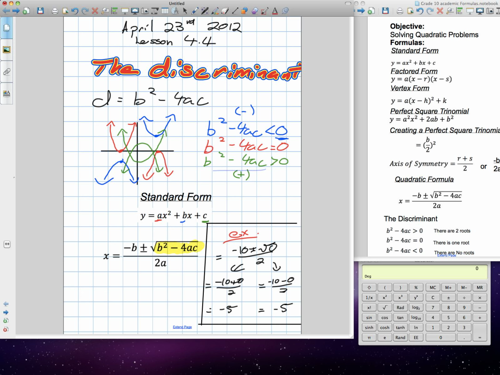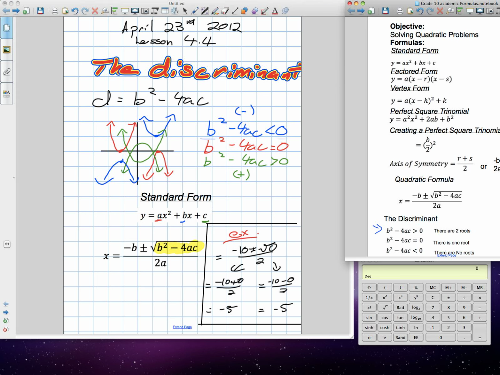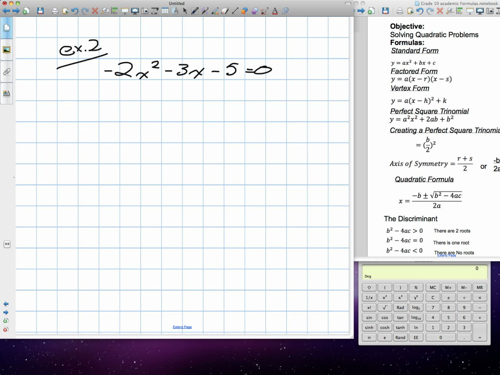So this discriminant tells us exactly how many x-intercepts a parabola will have, depending on what number b squared minus 4ac equates to. I've written them down here on our formula page. b squared minus 4ac greater than 0, there are 2 roots. When it's equal to 0, there's 1 root. And when it's less than 0, or negative, there are no roots.